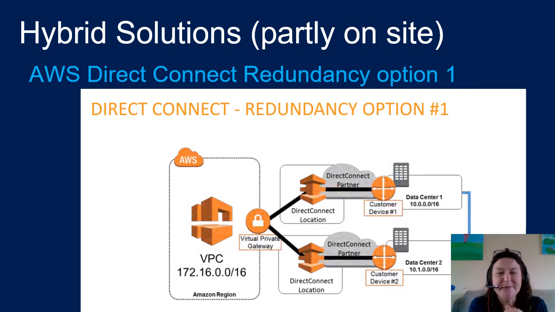So for some customers, it's really, really crucial that their Direct Connect link works at all times, and because of that, they might have redundancy requirements.